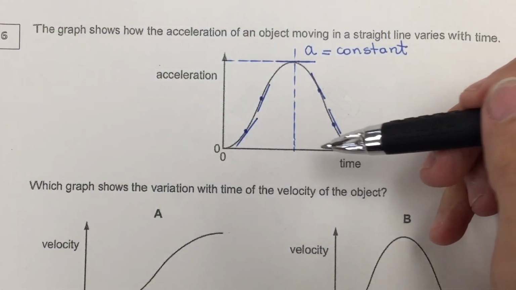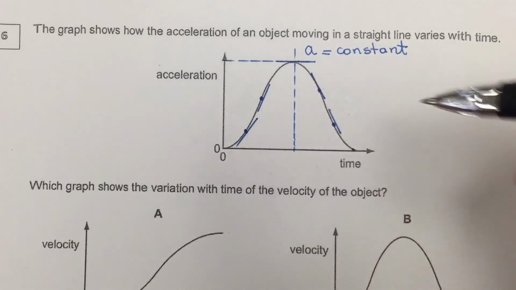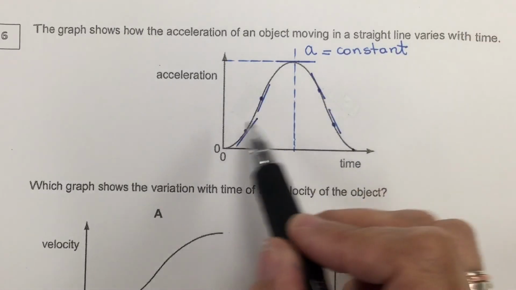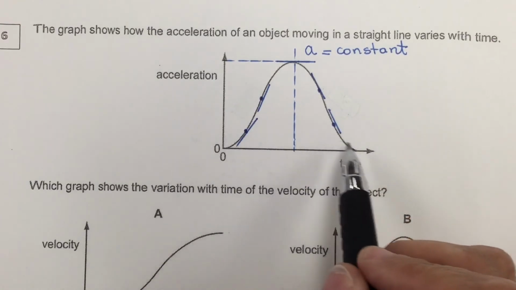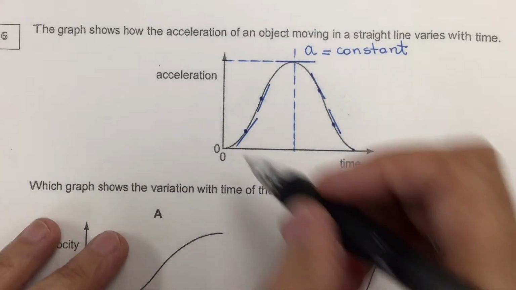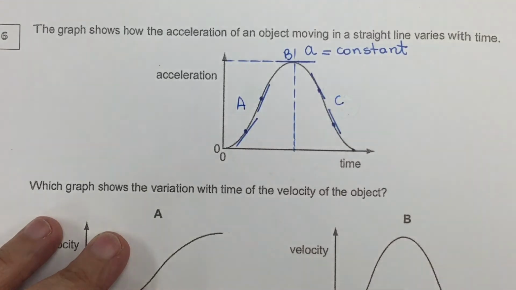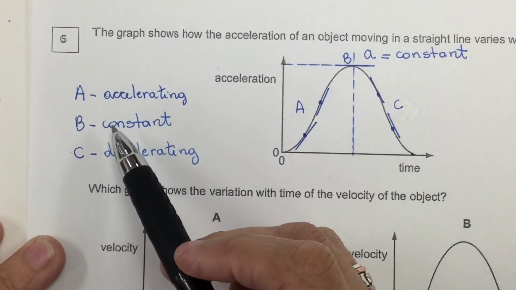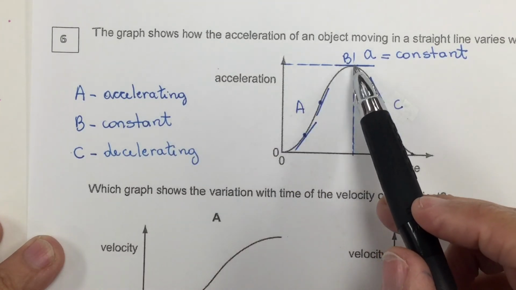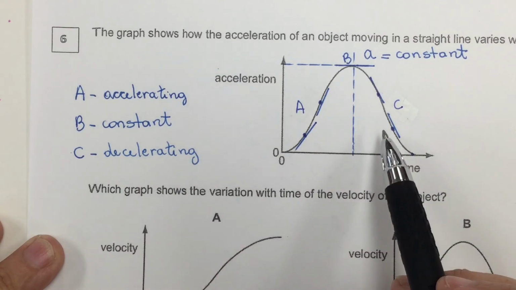Another way of thinking to determine that the acceleration in this section is decreasing is because if you connect the line with the values here, you can see that it's getting less and less, up to 0. So again, you have basically 3 sections here: section A, section B, and section C. In section A, the object is accelerating. Section B is a constant acceleration. And section C is decelerating.